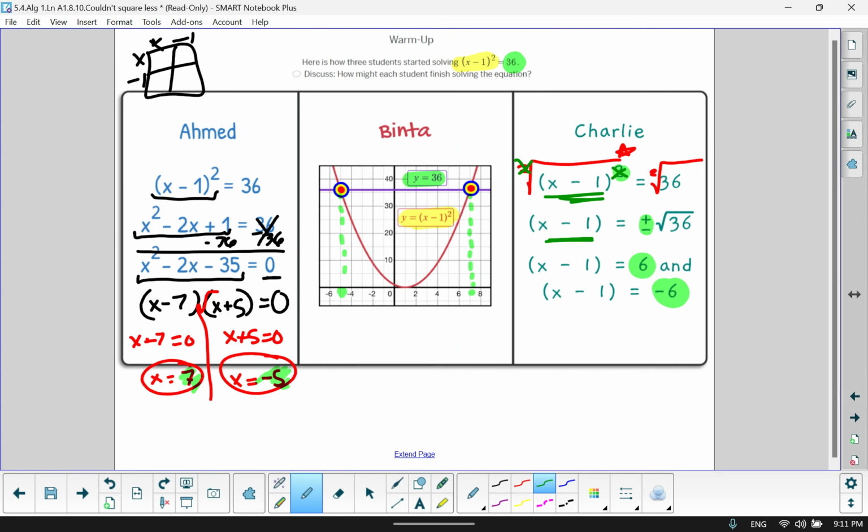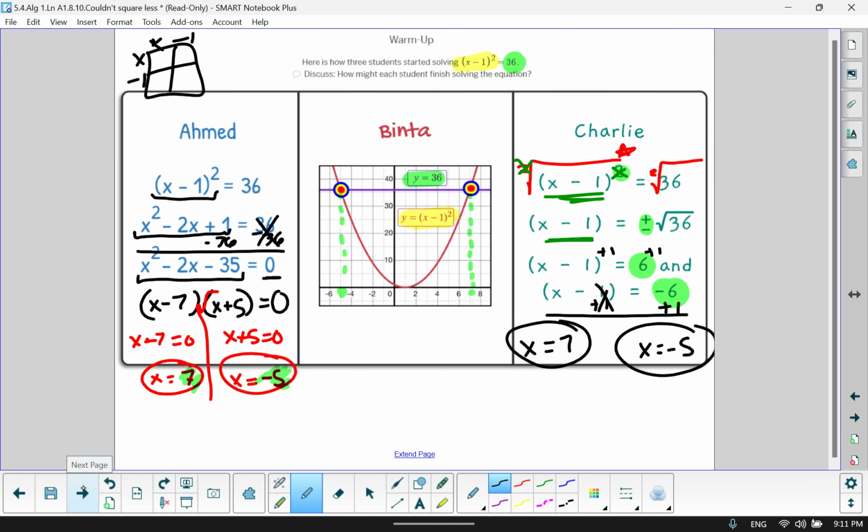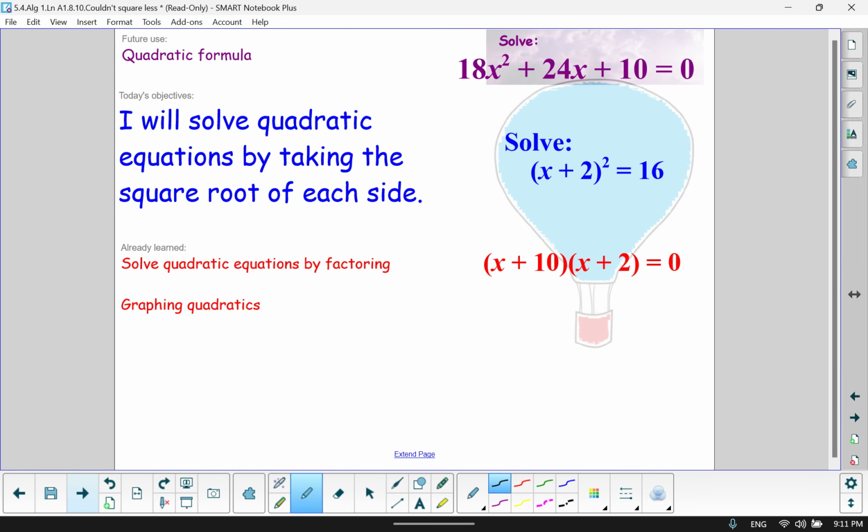Now again, Charlie has not fully finished, so let's go ahead and add 1 to both sides, in which case his first solution, x equals 7. Let's add 1 to this second solution. Well, look at there. All of these have the same solutions. Ahmed using the factoring method, Binta using the graphing method, and Charlie using where we are heading next, taking the square root of both sides.